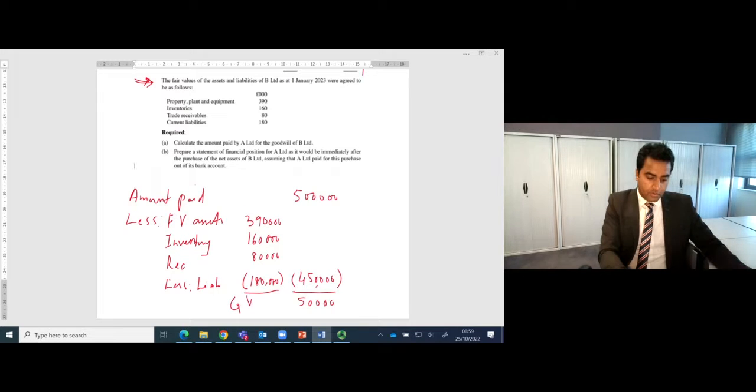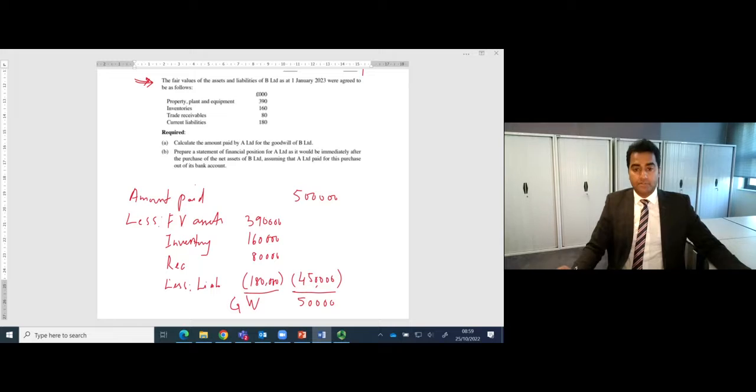And the goodwill will be £50,000. So A Limited has paid 500,000 and they are buying the assets worth 450,000, the net assets. So the extra 50,000 is the goodwill which they are buying. This goodwill needs to be recorded in the statement of financial position.